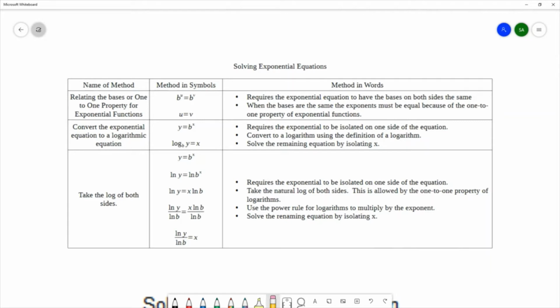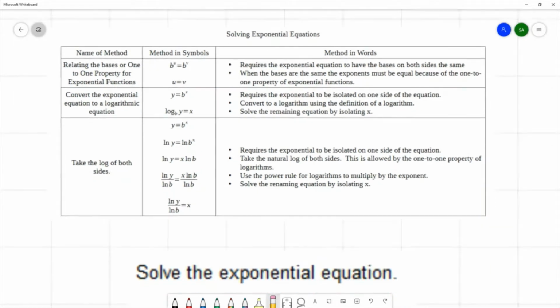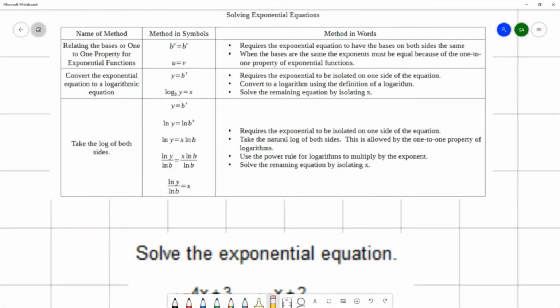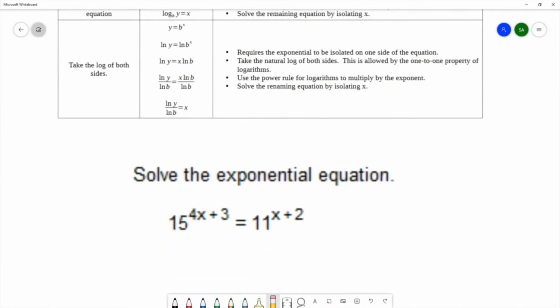So some thoughts on this method. It requires the exponential to be isolated on one side of the equation. You're going to take the natural log of both sides. This is allowed by the one-to-one property of logarithms. You're going to use the power rule for logarithms to multiply the exponent. And then you solve this remaining equation by isolating x.